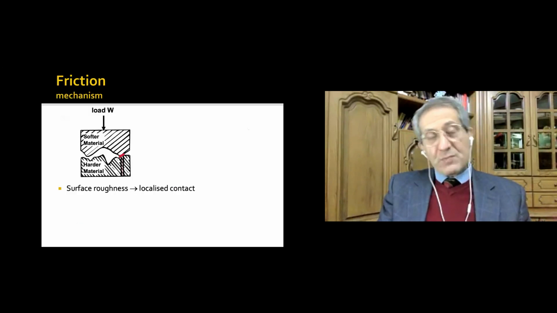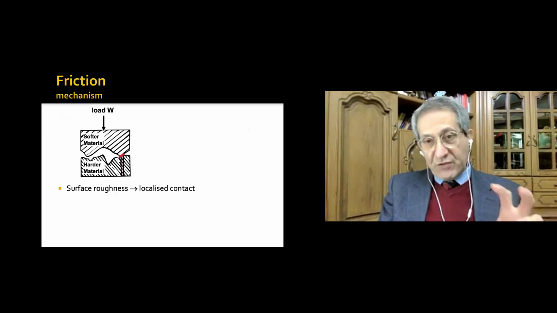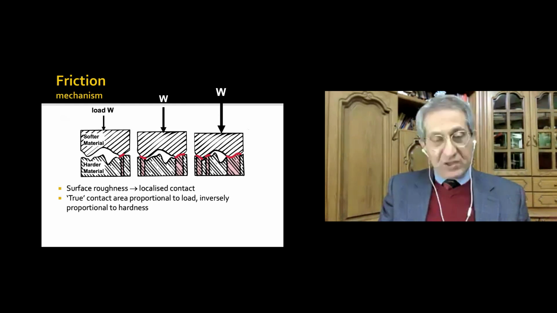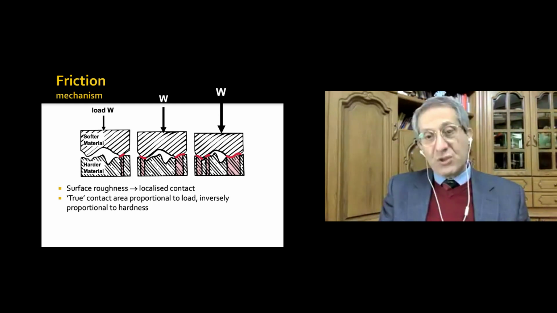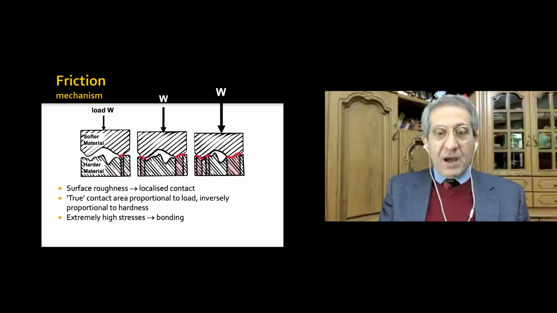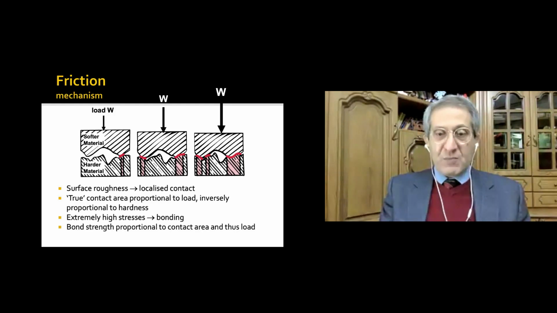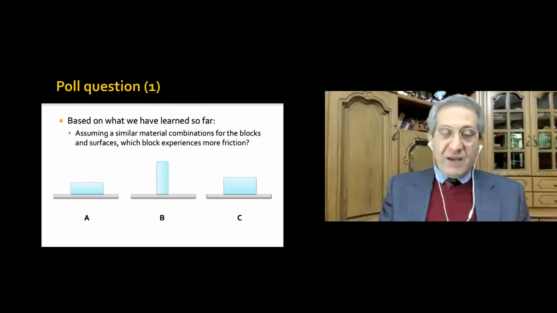Since no surface is perfectly smooth, areas of surface roughness, alternately called asperities, result in localized contact between any interacting surfaces. The true area of contact is therefore proportional to the normal load and inversely proportional to the hardness. Under very high stresses, the summits of the asperities bond together, the bond strength being proportional to the true contact area. Based on what we have learned so far, consider this question.